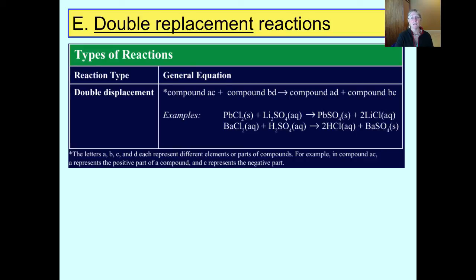Now I hope you're beginning to see how important it was to learn your ions, because you can easily recognize hydrogen sulfate or sulfuric acid and lithium sulfate because you've memorized those polyatomic ions. Very important concept to be successful in chemistry this second semester.